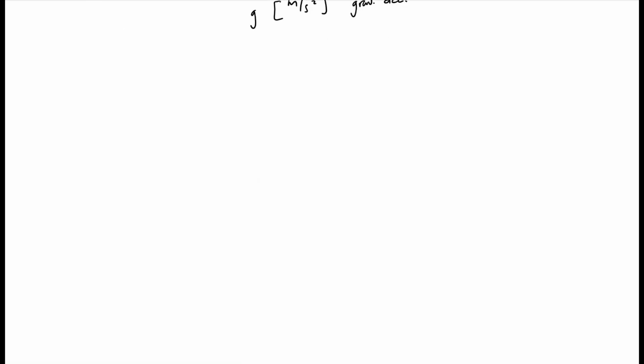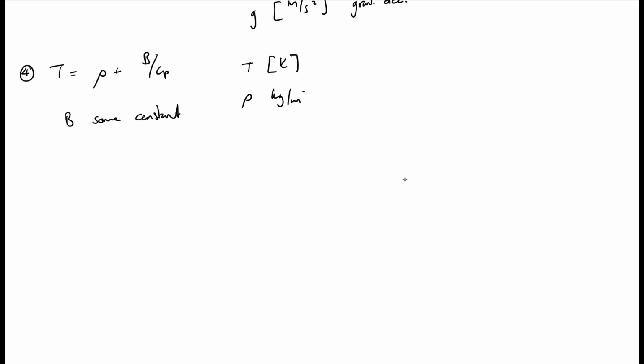The last example of such an empirical equation I want to give you is T equals rho plus B over Cp. B, some constant, T in kelvins, rho in kilogram per cubic meter, Cp in BTU per kilogram degrees Fahrenheit.